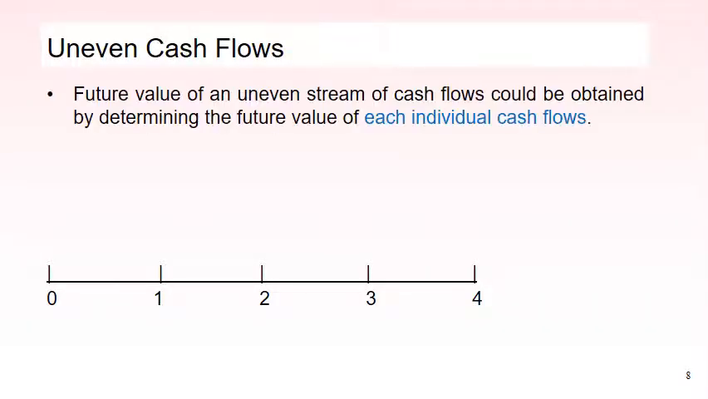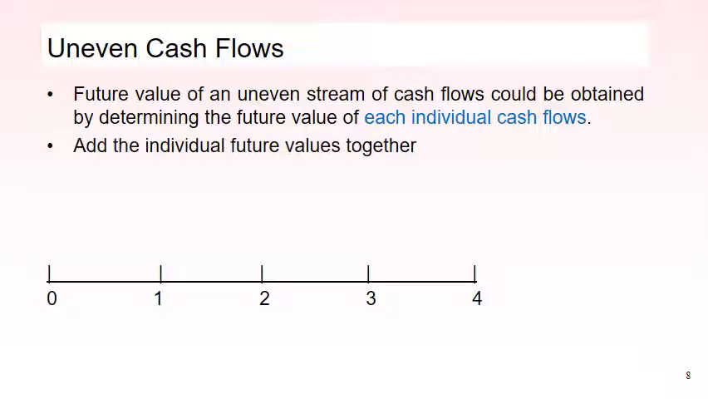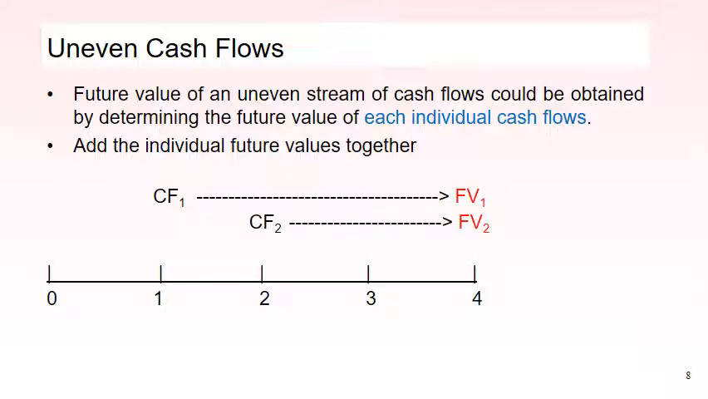Uneven cash flows. Future value of an uneven stream of cash could be obtained by determining the future value of each individual cash flow. For example, for CF1, you find the future value of CF1. Then you find the future value for CF2 and for CF3. Each individual cash flow is determined separately. Then we add the individual future values together and find the grand total future value.